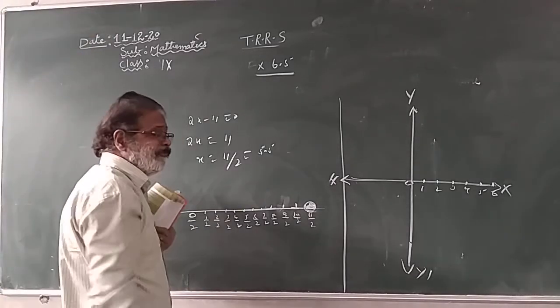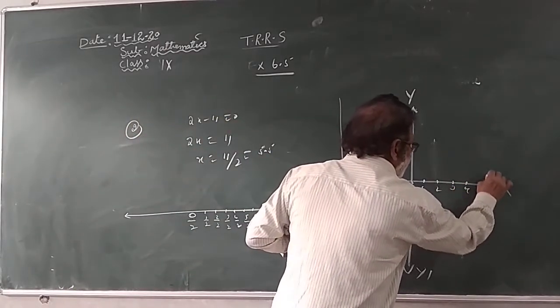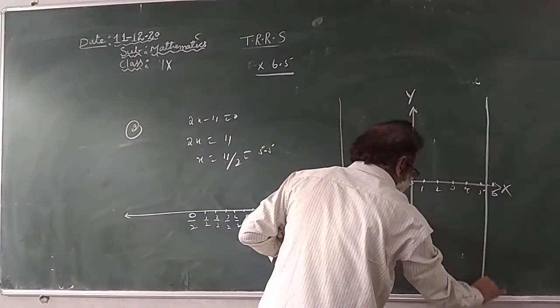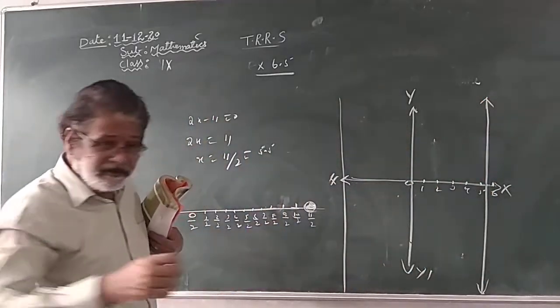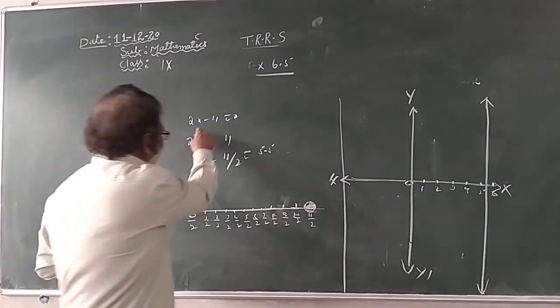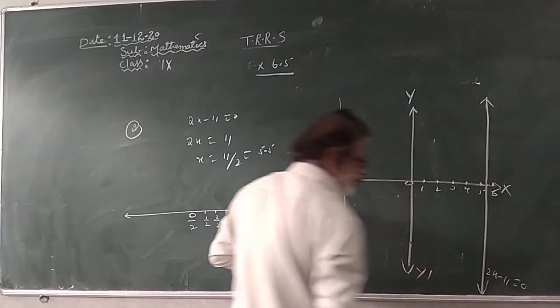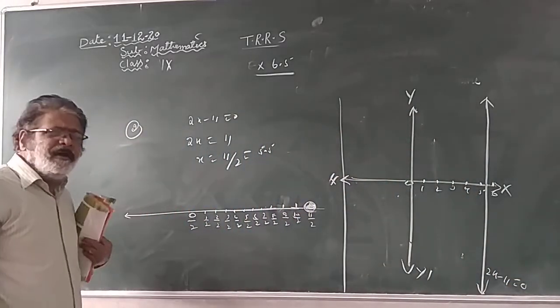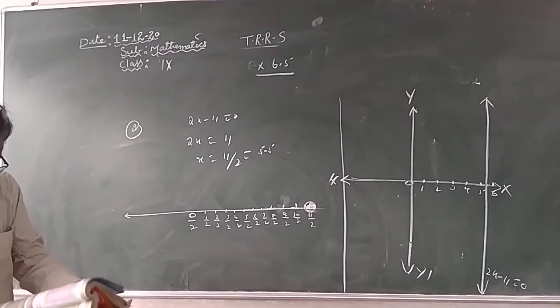x equal to 5.5. Where is 5.5? 5.5 is between 5 and 6. Draw the line parallel to the y-axis. This line represents 2x minus 11 equal to 0. 2x minus 11 equal to 0 means 2x is equal to 11, x is equal to 11 by 2, which is 5.5. Like this, you can do it.